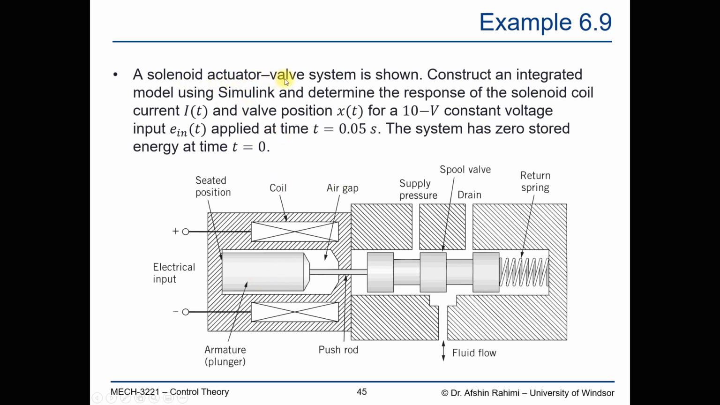A solenoid actuator valve system, which is an electromechanical system, is shown in this picture. Construct an integrated model using Simulink and determine the response of the solenoid coil current i and the valve position x for a 10-volt constant voltage input applied at time t equals 0.05 seconds. The system has zero stored energy at time 0, which means the system has zero initial conditions.